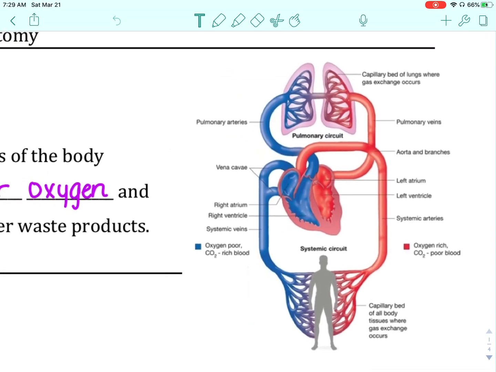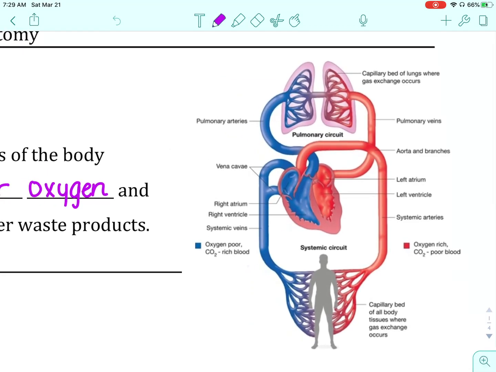So let's go ahead and take a look here. This is the cardiovascular system in a nutshell. We have two circuits. The first circuit pumps blood from the heart to the lungs, and that's called the pulmonary circuit. And then there is the systemic circuit, which pumps the blood to the cells of the body to make sure that they have oxygen and are well supplied, we'll say.